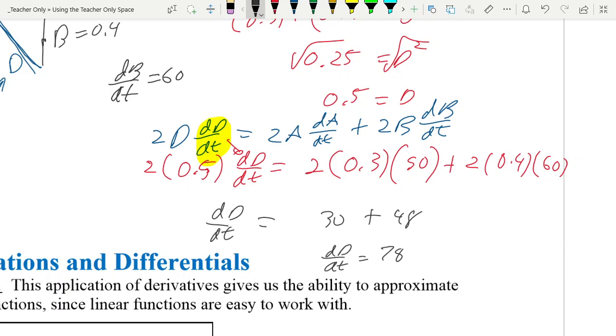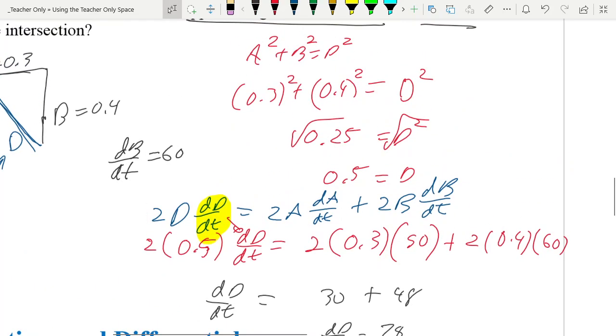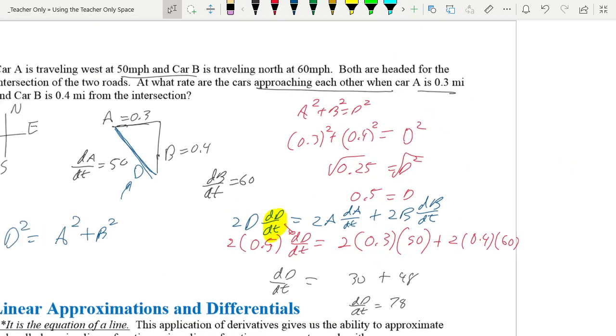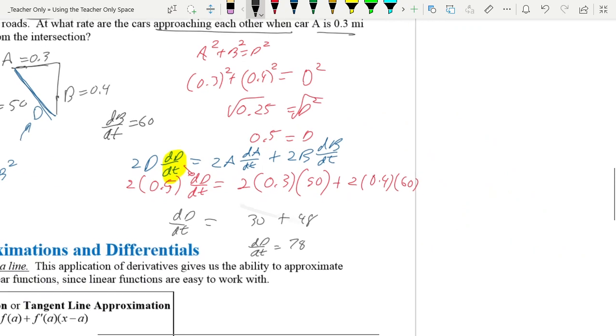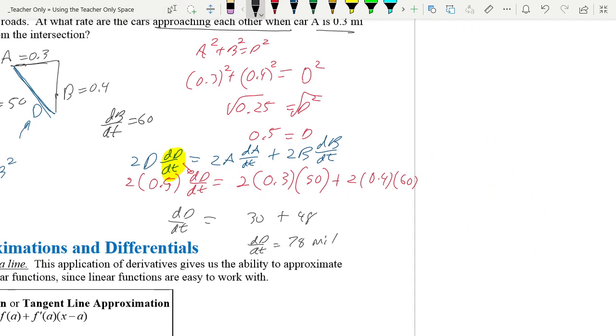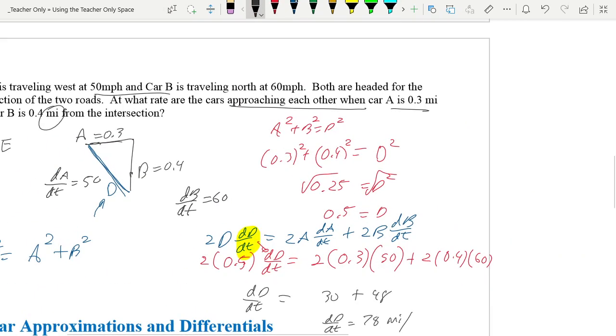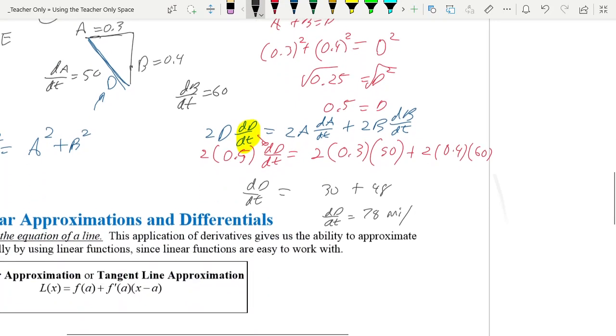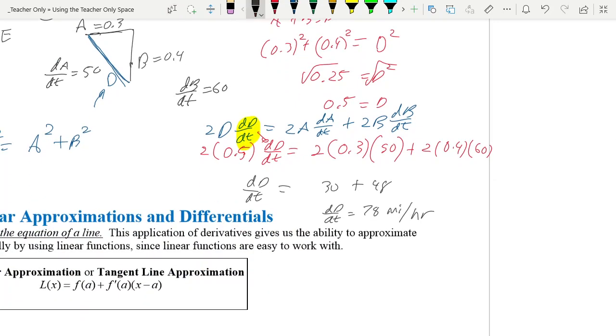And then, here comes the fun part. We have to put them together with our units, right? We have to say, what is the distance? Well, the distance in this was measured in miles, I do believe. Yes, miles. So therefore, this would be 78 miles per, and then our measurement of time. Well, our speeds were all in miles per hour, so this would be miles per hour.